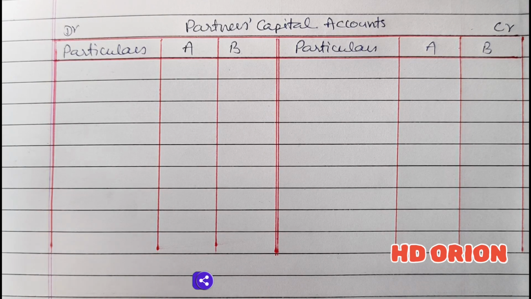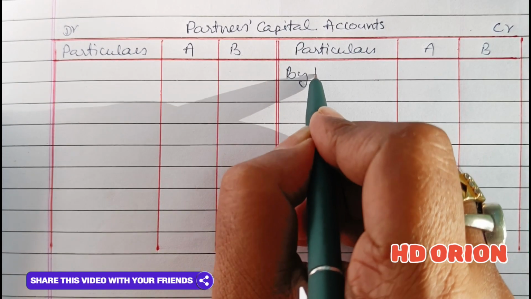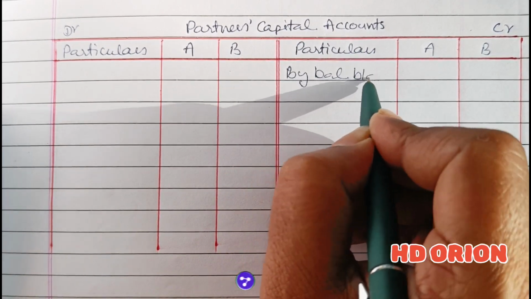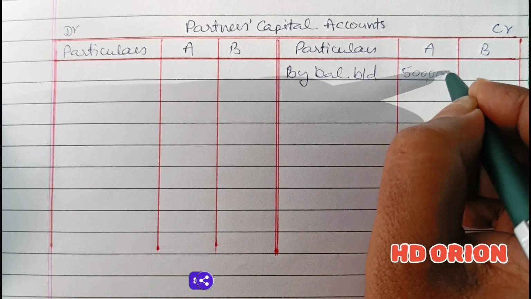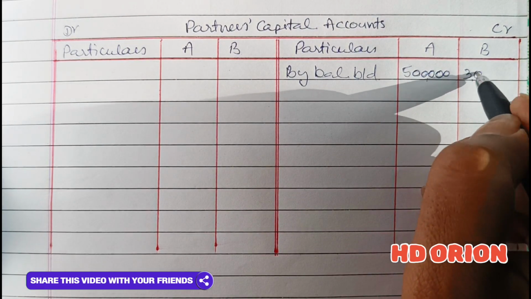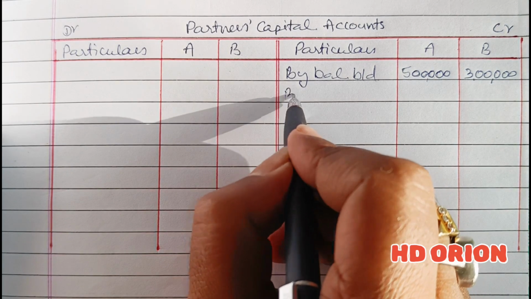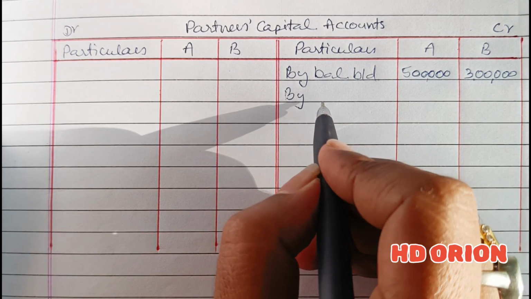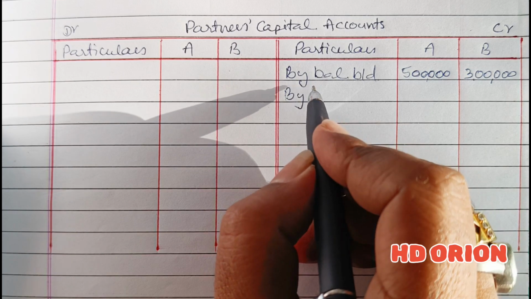Now we will see partners' capital accounts. By balance brought down, it is a credit balance as given in the question: 5 lakh rupees for the first partner and 3 lakh rupees for the other partner. Now all the things which are written on the debit side of the profit and loss account will be shown on the credit side of the partners' capital account.